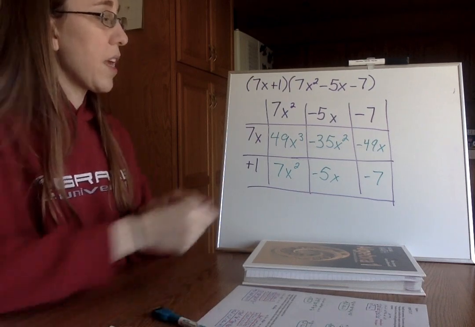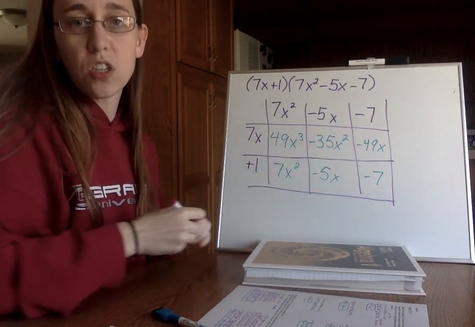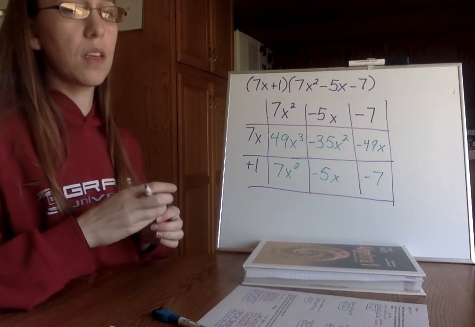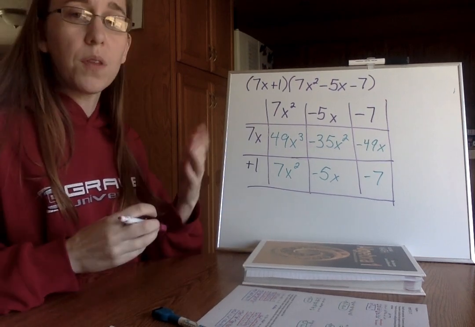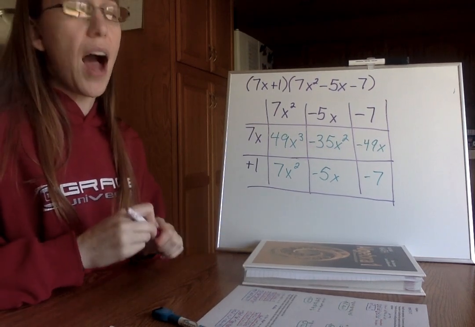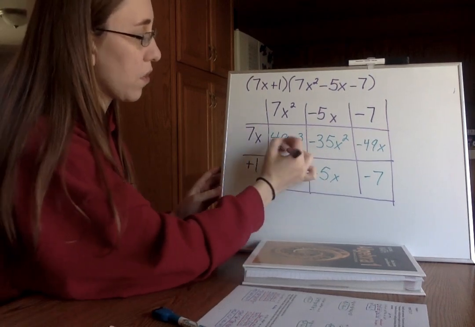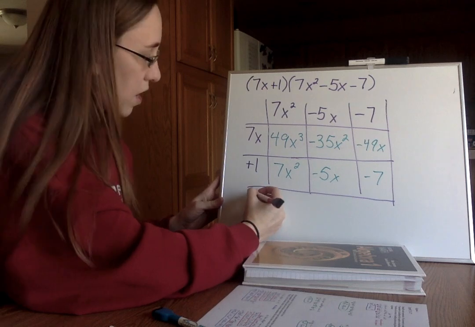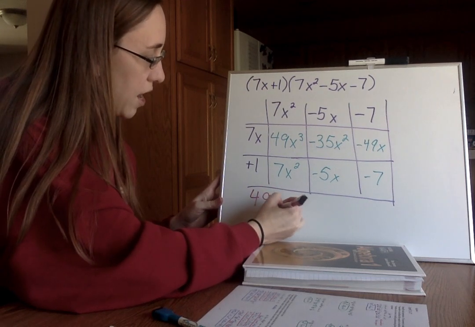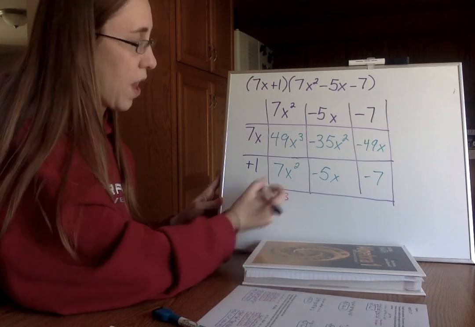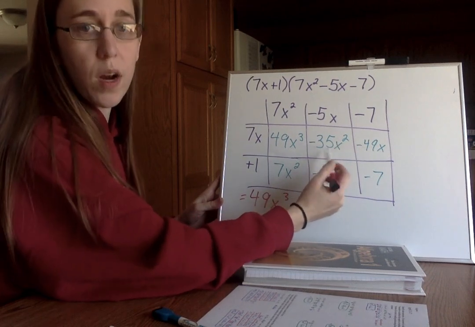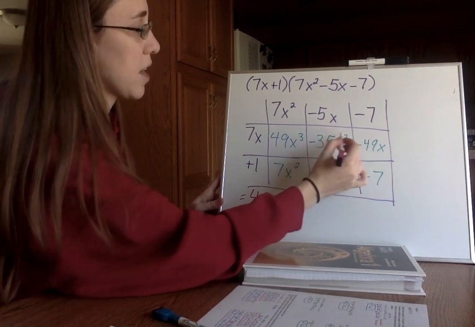Now these are all being added, or if there's a subtraction or that negative, then that's a subtraction piece. What we want to do is like with the addition and subtraction. Start with the highest powers and then work our way down. So this is our only x to the third. So we get 49x to the third.